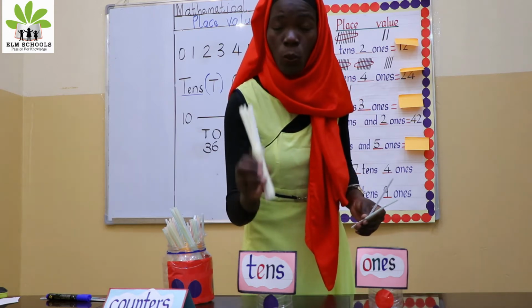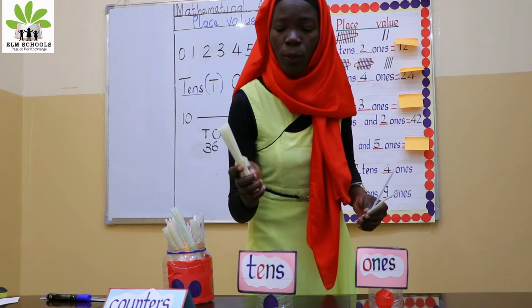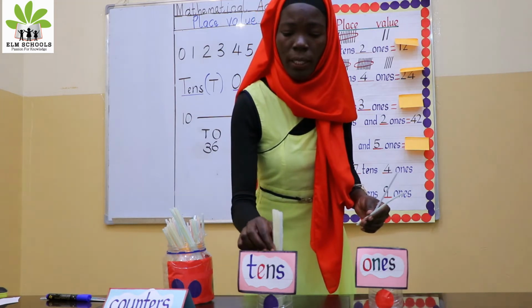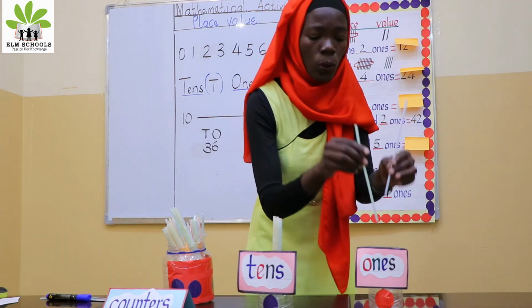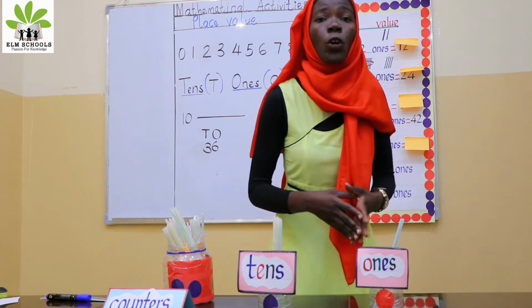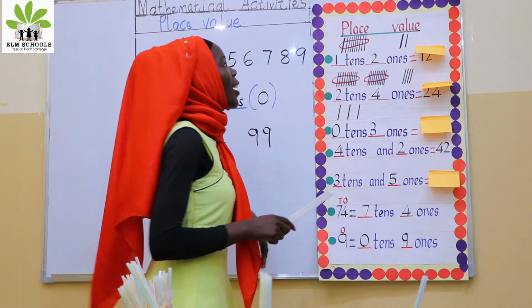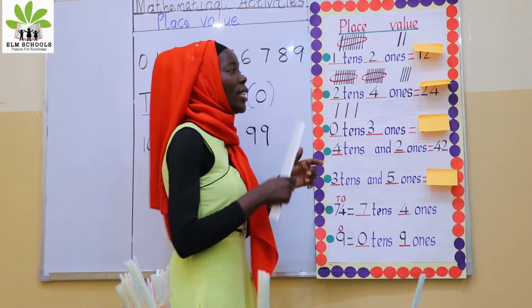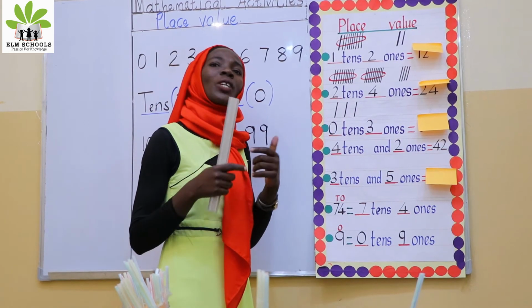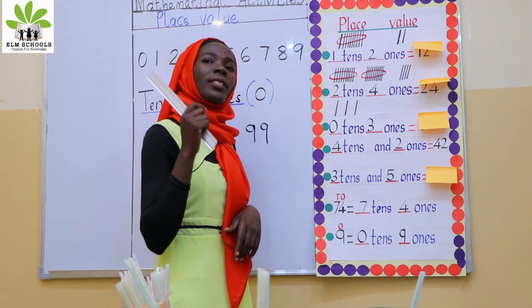I'll return my straws back to the place value. So this one is 1 ten, and I have my 2 in the ones because they have not gone beyond 10. We say that once you tie the straws together, they become 1 ten.